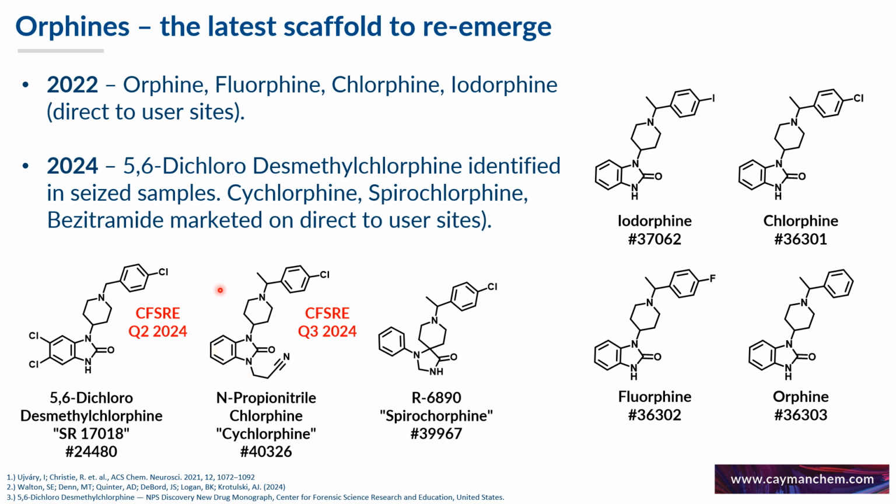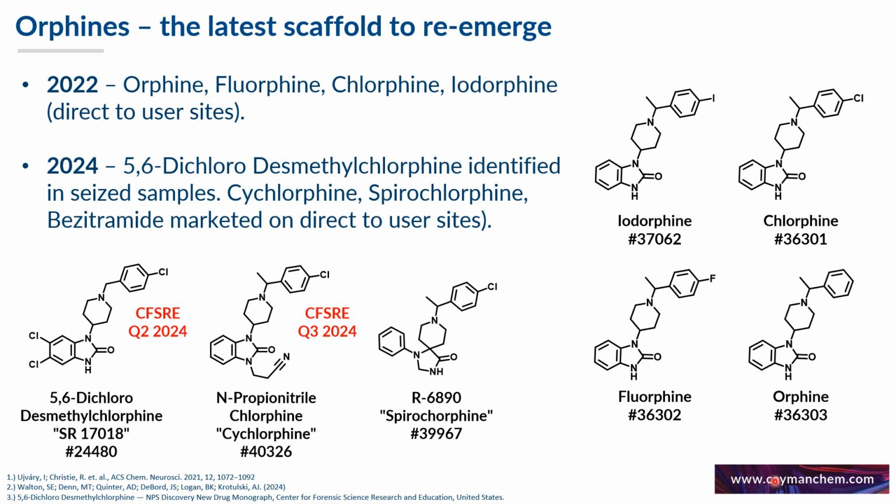We have the chlorphine scaffold, and N1 is substituted with this propionitrile group, making it N-propionitrile chlorphine. Spirochlorophene has recently emerged on direct-to-user sites at the end of 2024. It was originally published as R6890 in pharmacology papers in the 1960s. It was brought up on discussion boards in 2020 and in 2023. It began showing up on trip reports in 2024.